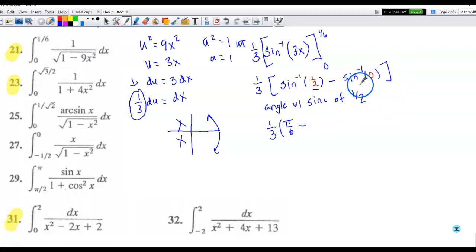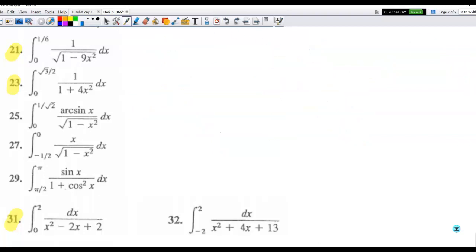Now I'm going to ask myself the same thing. What angle in these two quadrants has a sine or a y value of 0, and that is 0. So then when I simplify, I get pi/18 as the accumulated net area under that curve. That was number 21. Going on to number 23.